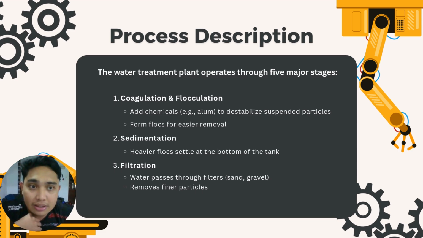In this stage, chemicals such as alum are added to the water to bind small particles together, forming larger clumps called flocs. The water then flows into a sedimentation tank where these flocs settle at the bottom due to gravity, allowing clearer water to rise to the top. Following that is the filtration process where the water passes through layers of sand, gravel or activated carbon, and this step removes remaining particles and improves clarity.